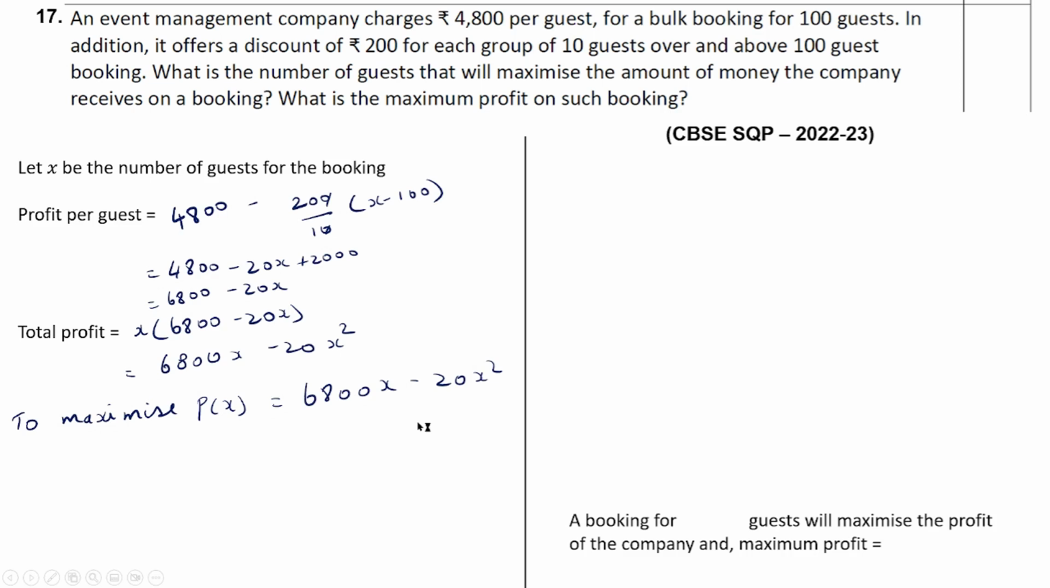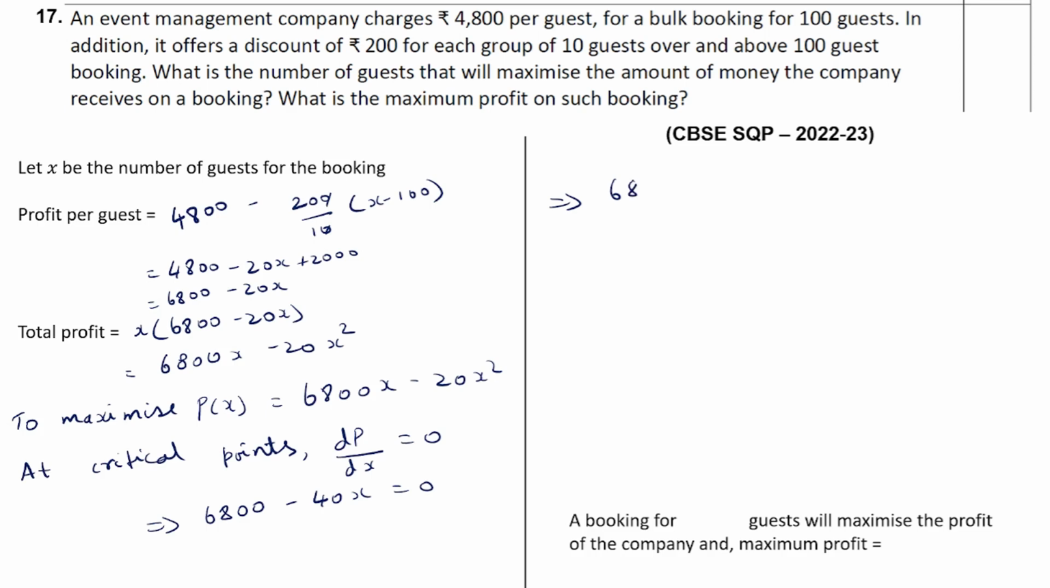After this, we have to use the second derivative test to find the value of x that will maximize this profit function. So we have at critical points, dp by dx is equal to 0. So dp by dx is 6,800 minus 40x. This is equal to 0. So from this we can find x. 6,800 equal to 40x, or 6,800 divided by 40 equal to x. Therefore, x is 170.